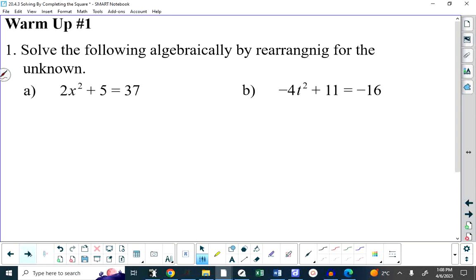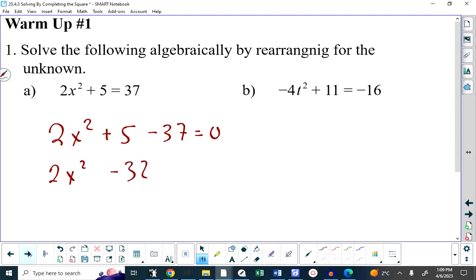First of all, warm-up number 1, which is not going to require us to complete the square. Okay? But you do have to know how to solve these types of equations. If you look at A and you notice it's quadratic, we're back to normal, regular quadratic equations, not weird x to the 6th stuff. And say to yourself, I'm going to zero this equation. You're going to have to subtract 37 from both sides, and that will give you 2x squared minus 32 equals 0.